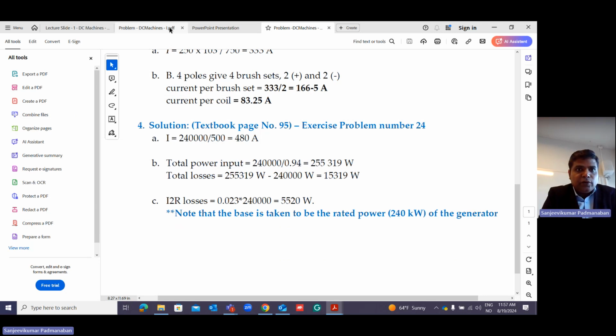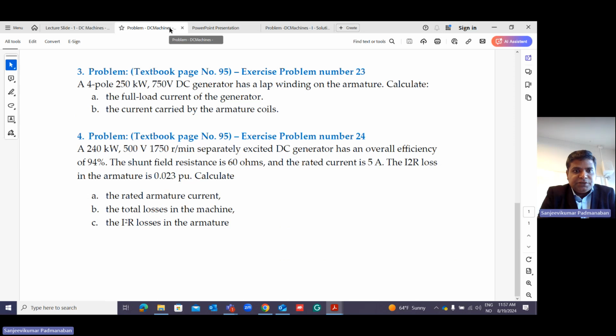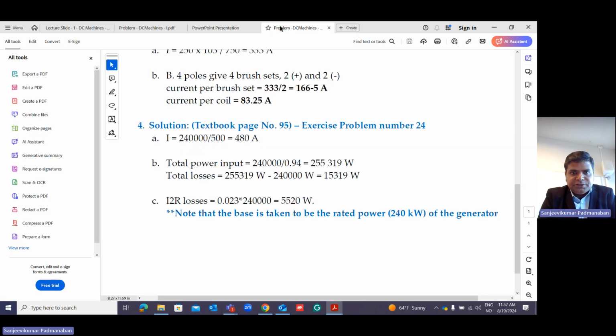Okay. What is the second question? Total losses in the machine. How to calculate the total loss? Anyone? How to calculate loss? What is loss? The output you produce minus the input is the loss. Am I right? Output minus the input. So now I have to calculate what is the output power and what is my input power.